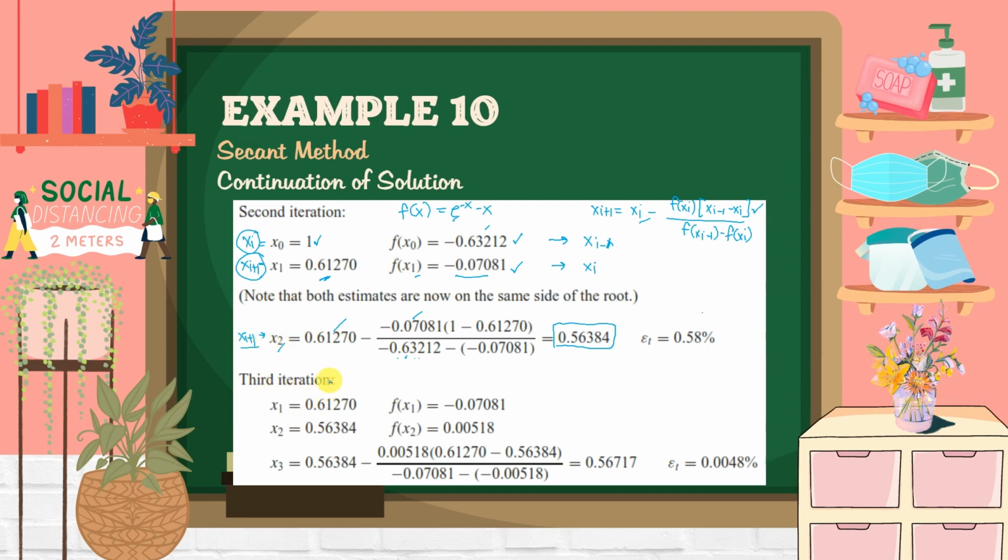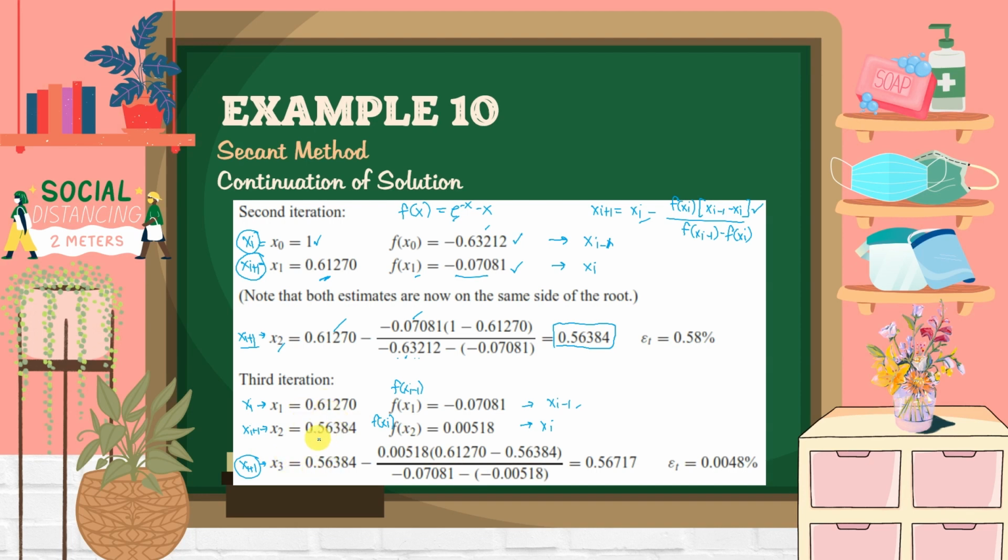So for the third iteration, the same process will be applied. The value of x sub 1, which is the x sub i at the second iteration, will now become x sub i minus 1. And x sub 2, which is the x sub i plus 1 at the second iteration, will now become x sub i. And we're going to substitute the values of x sub i minus 1 and x sub i into the given function. So this is simply the function of x sub i minus 1 and the function of x sub i. And we will now be able to find the new x sub i plus 1 based on the third iteration, which is x sub 3.